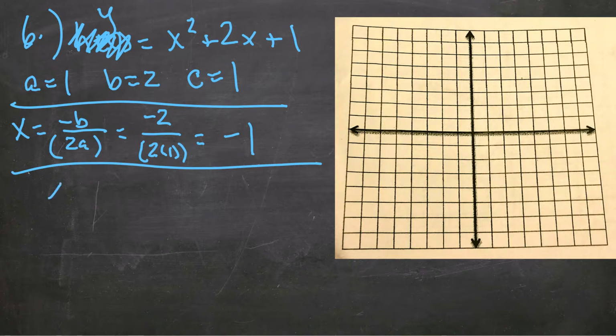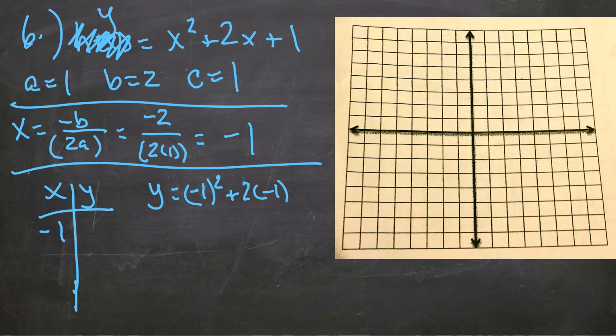Make my XY chart. Either negative 1 is in the middle or negative 1 is your starting point. It doesn't matter which one you use it as. So I plug it in. Y equals negative 1 squared plus 2 times negative 1 plus 1. I get 1 minus 2 plus 1, which is 0.